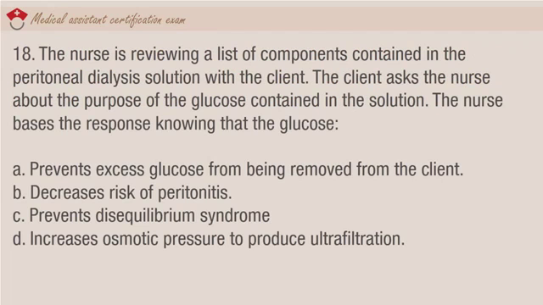Question 18. The nurse is reviewing a list of components contained in the peritoneal dialysis solution with the client. The client asks the nurse about the purpose of the glucose contained in the solution. The nurse bases the response knowing that the glucose: A. Prevents excess glucose from being removed from the client. B. Decreases risk of peritonitis. C. Prevents disequilibrium syndrome. D. Increases osmotic pressure to produce ultrafiltration.